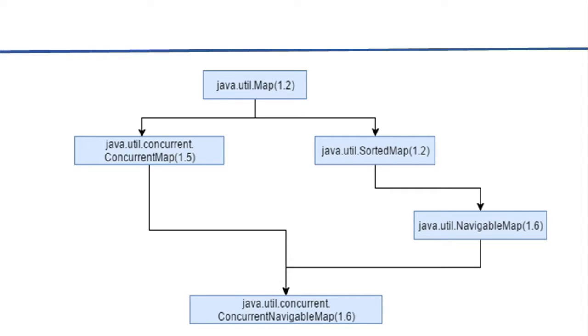java.util.Map. This was introduced in JDK 1.2. java.util.Map represents elements in the form of key-value pairs in which keys are never duplicated. Map provides three collection views. Map content can be viewed as a set of keys, a collection of values, and a set of key-value mappings.